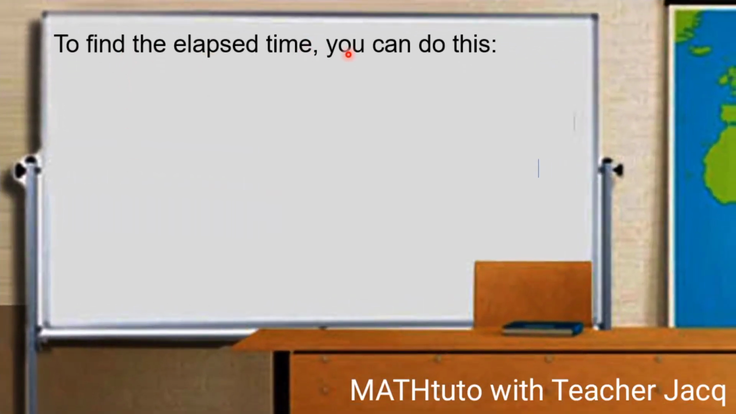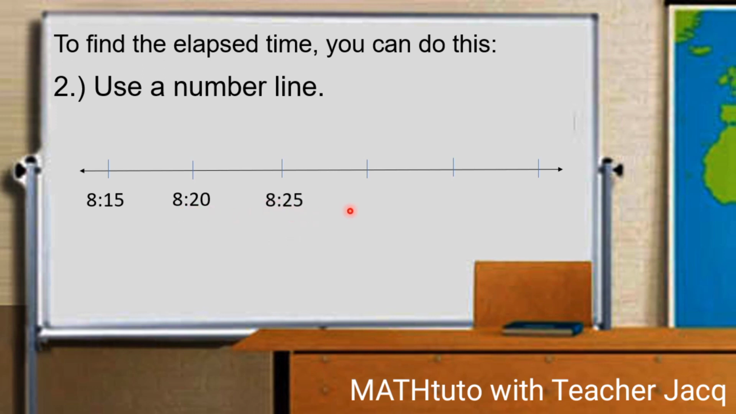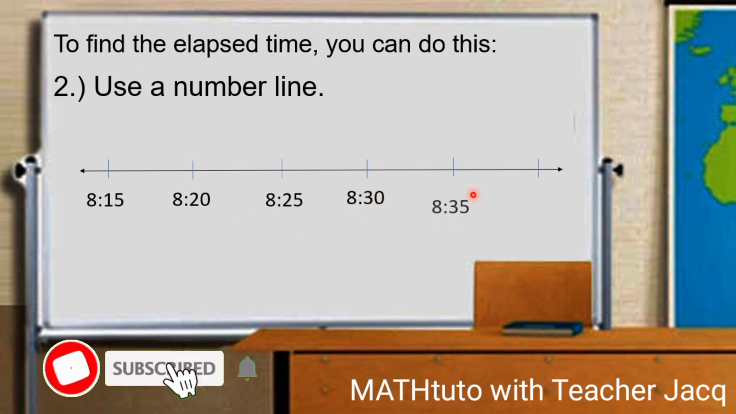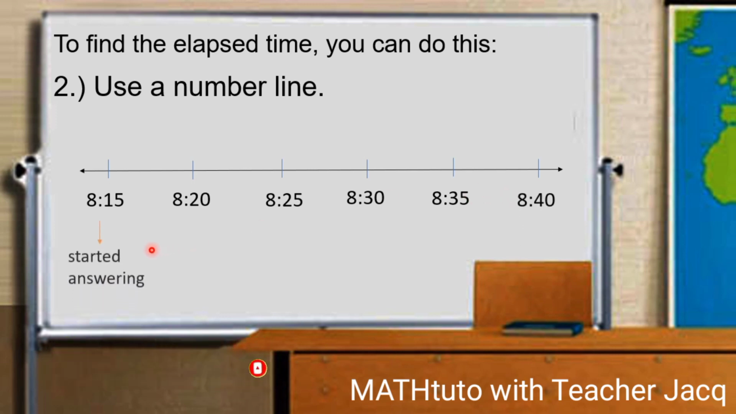Next, to find the elapsed time, you can do this. So, number 2, you can use a number line. Okay, so let's have our number line and let us put a label on each line. So, we have 8:15, 8:20, 8:25, 8:30, 8:35, and 8:40. So, 8:15, ito yung RJ started answering, and then 8:35, RJ finished answering.